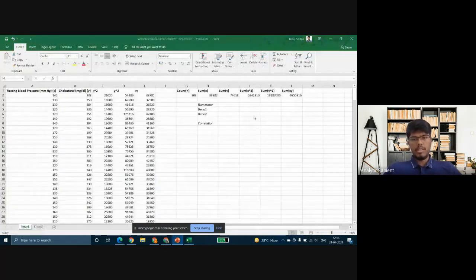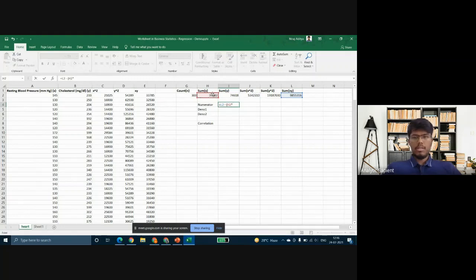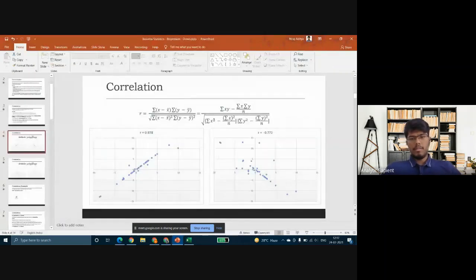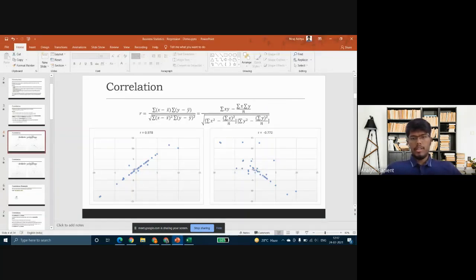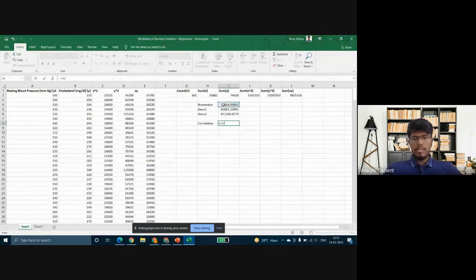First, the numerator, which is sigma of xy, sum of xy minus multiplication of sum of x into sum of y divided by count. And let's see the first part of the denominator, which is sigma x square minus sigma x whole square divided by the count. And similarly for y, sum of y square minus sum of y whole square divided by the count. And if you combine all these, the numerator is divided by the square root of this.